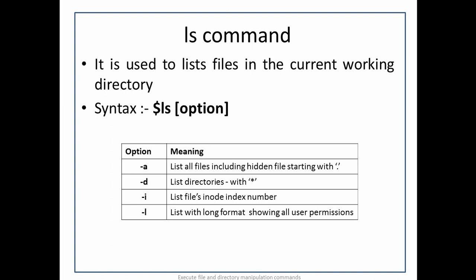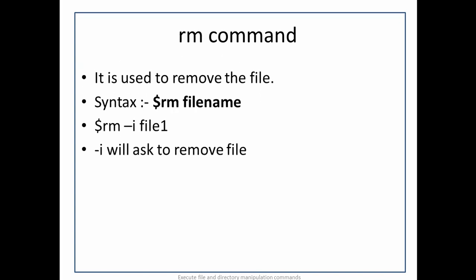ls command. It is used to list the files in the current working directory. The syntax is ls and option. These are the 4 options. -a option is used to display all the files including the hidden files. -d will list the directory files. -i will list the inode number of the file along with its name. -l will list the long format of the file.